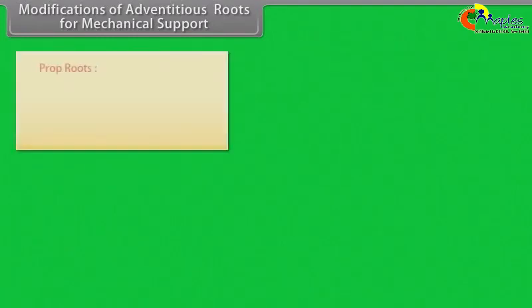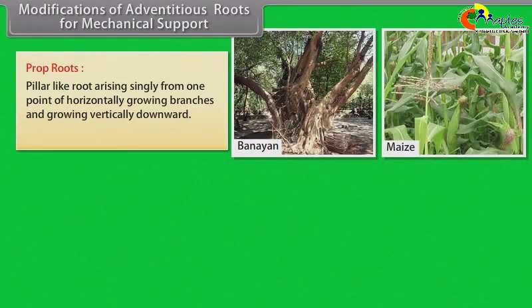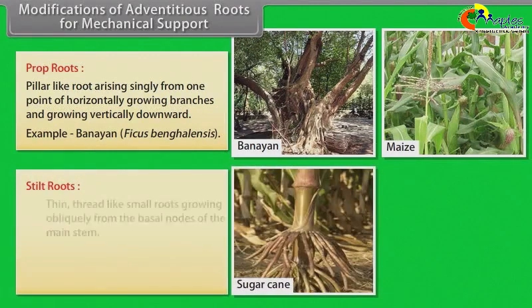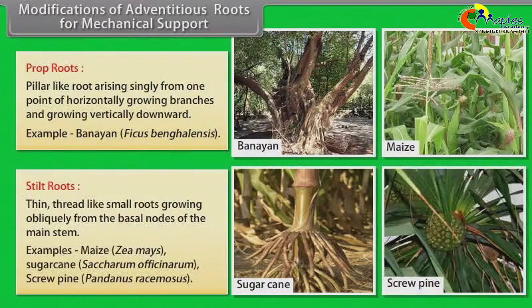Modifications of adventitious roots for mechanical support. Prop roots. Pillar-like roots arising singly from one point of horizontally growing branches and growing vertically downward. Example, banyan. Still roots. Thin, thread-like small roots growing obliquely from the basal nodes of the main stem. Examples, maize, sugarcane, screw pine.